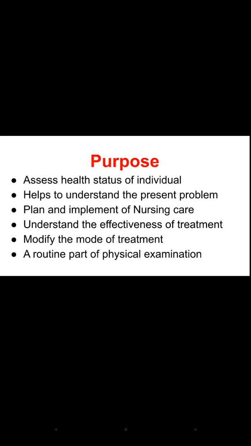So as you all know, there are four primary vital signs, right? These are body temperature, pulse, respiration, and blood pressure. The fifth vital sign is not primary, but it is called pain. So pain is the fifth vital sign. Now, what are the purposes of the assessment of the vital signs? Why do we need to know about the person's body temperature, pulse, respiration, and blood pressure?